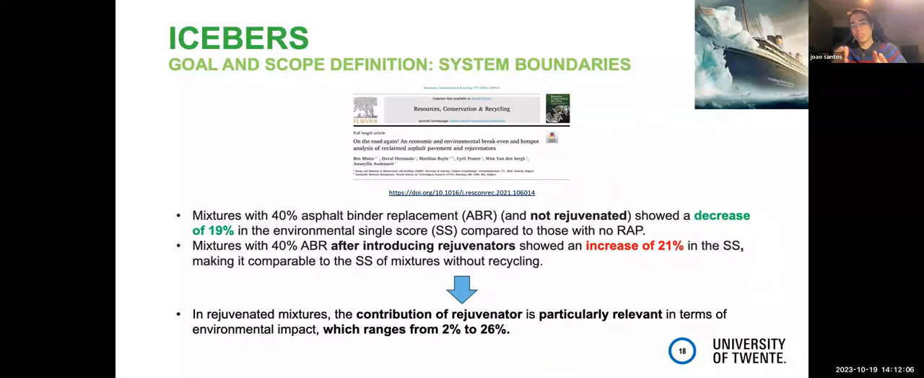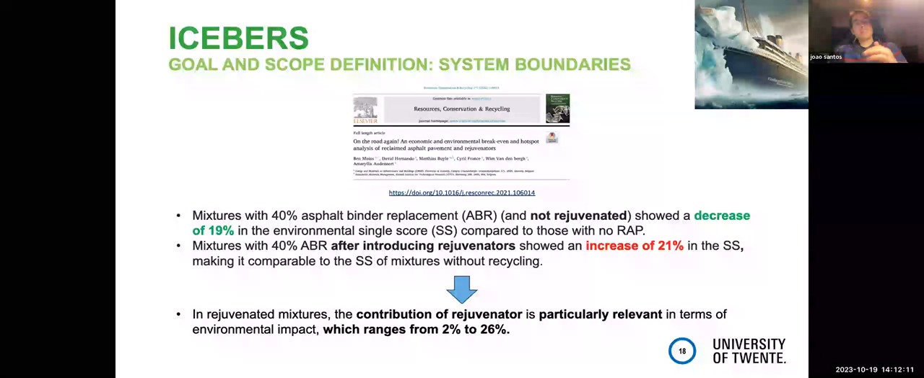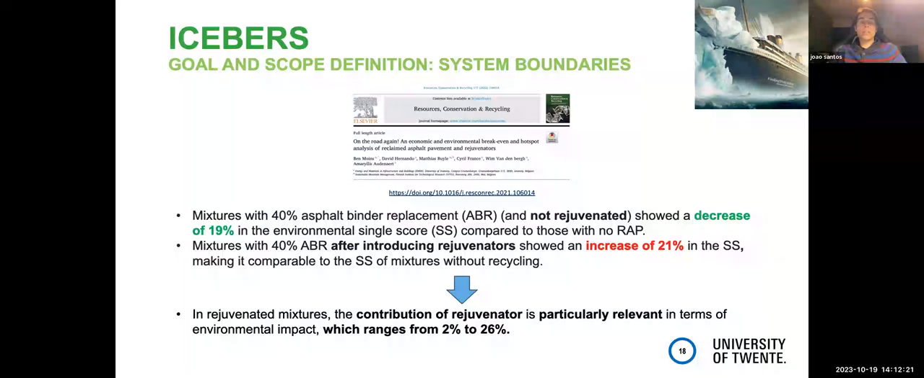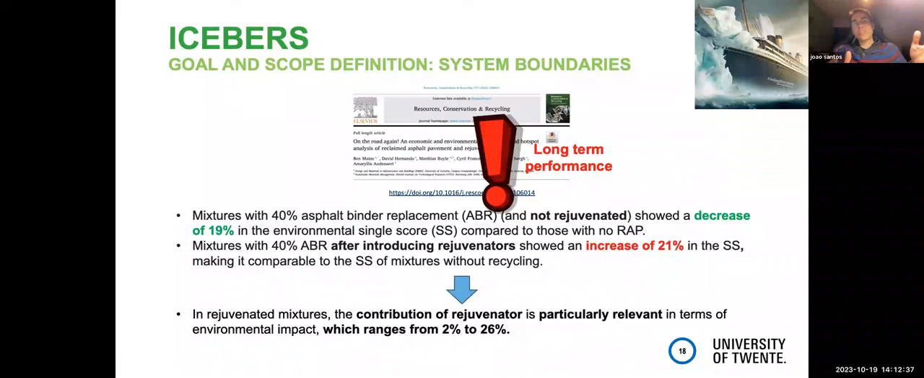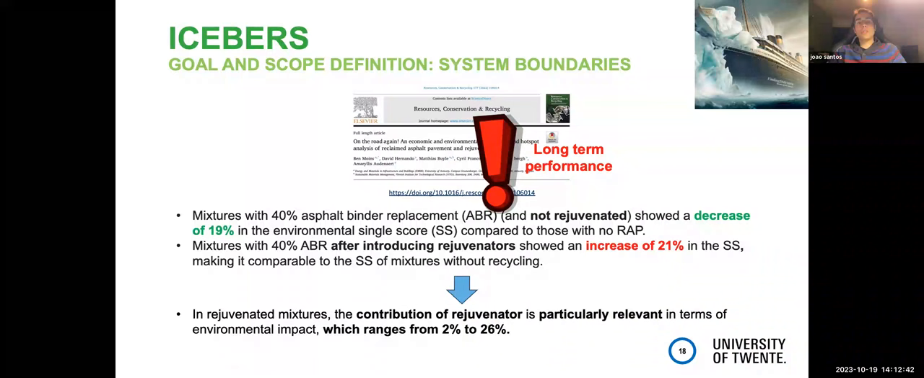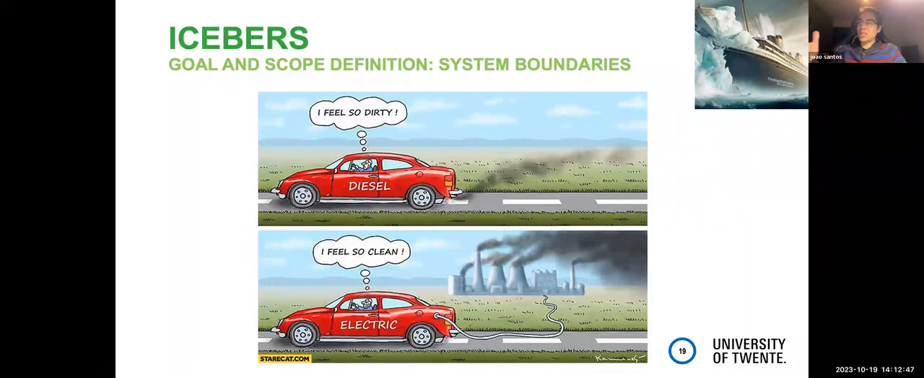So as you can see, whether the environmental impacts related to the production of the rejuvenators are considered can change the results completely or to a great extent. Of course, we also need to account for the eventual gain in terms of performance, but this only reinforces the previous point that I made, that considering the performance as part of the definition of the functional unit is quite important. This avoids a misconception about what is clean and not clean.